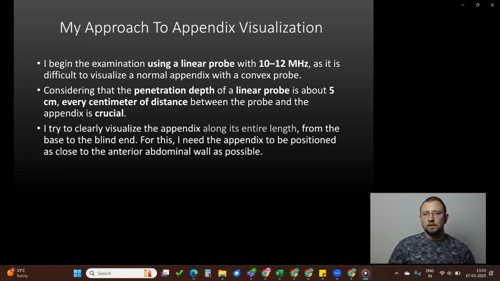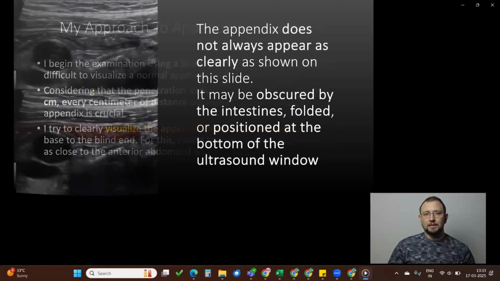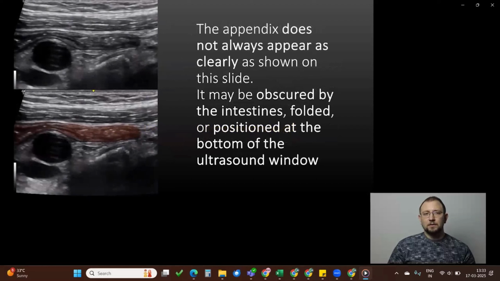We need to clearly visualize the appendix along the entire length from the base to the blind end. The appendix doesn't always appear as clearly as shown on this slide. It may be obscured by intestines, folded, or positioned at the bottom of the ultrasound window.